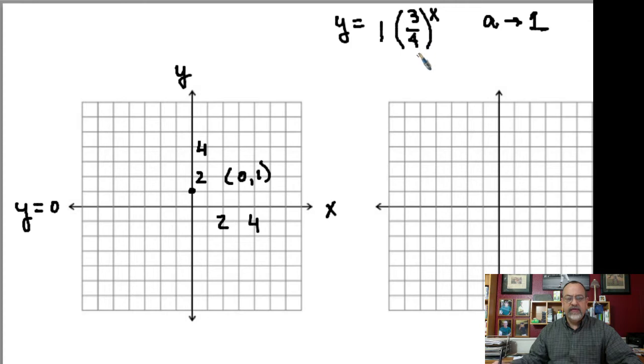Now, as I look at 3/4, the b value is between 0 and 1, so I know this is a decay, so I know it's coming down. And on this side of the graph, it's getting closer and closer to this asymptote. The question is, how steeply does this fall? How sharp should I make this turn over here? So I'll need to choose another point over here to get an idea of how quickly this climbs.